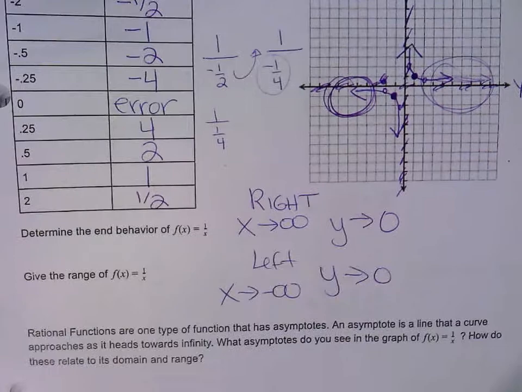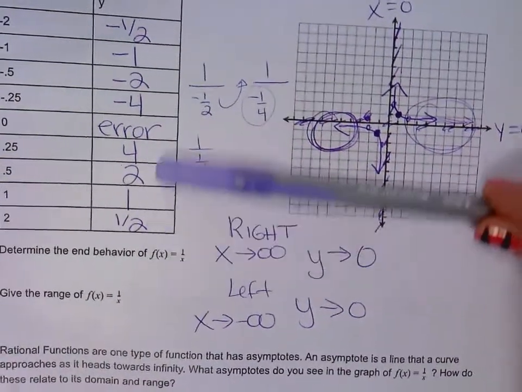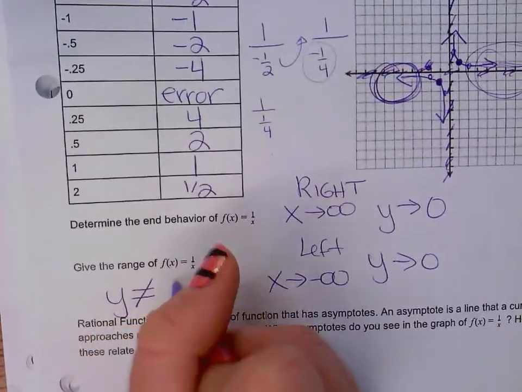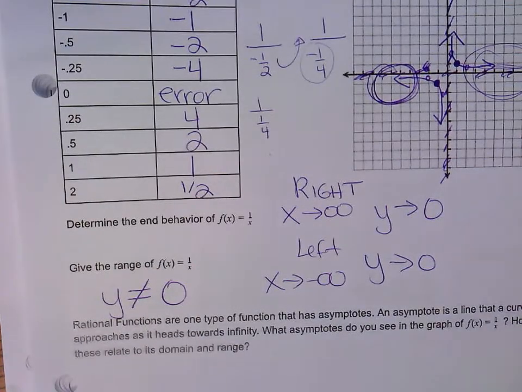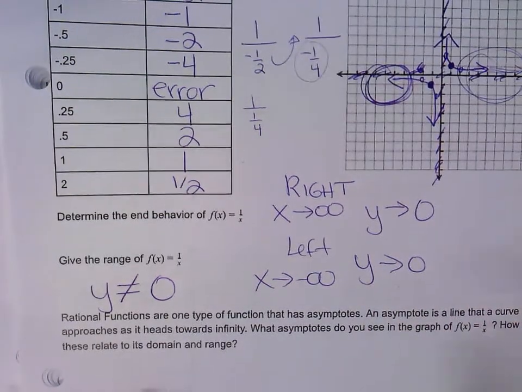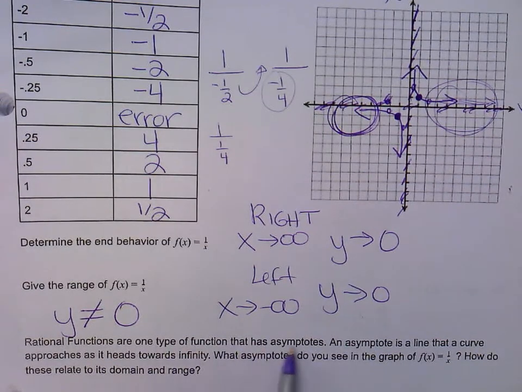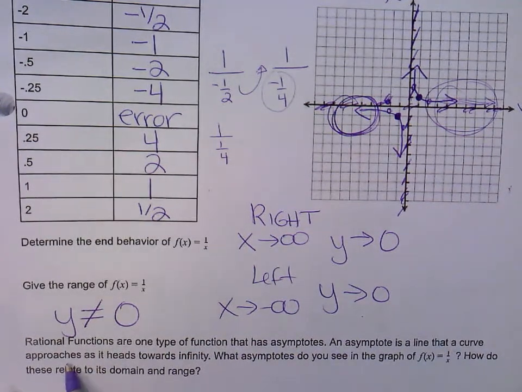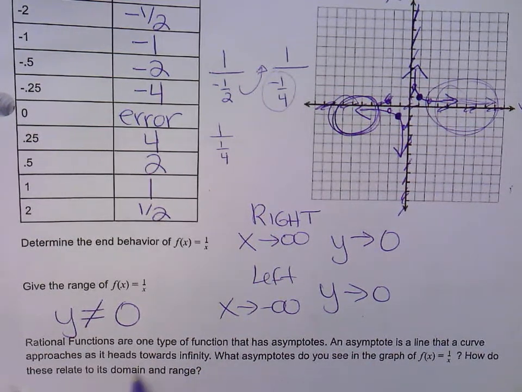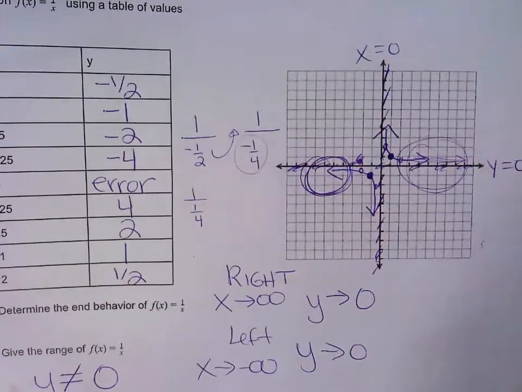And what's the range of this function? So as I scan from top to bottom, are there any restrictions for my y values? What can y not be? 0, right? So just like we said up top, the domain can't be 0 and the range can't be 0 because those are your two asymptotes. So rational functions are one type that have asymptotes. An asymptote is a line that a curve approaches as it heads towards infinity. What asymptotes do you see and how do they relate to the domain and range? We basically just talked about that, right? These are our two asymptote lines, so they are restricting the domain and range.